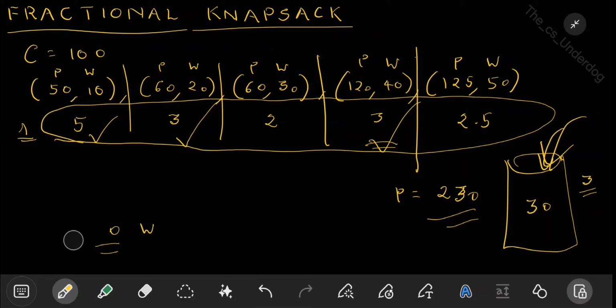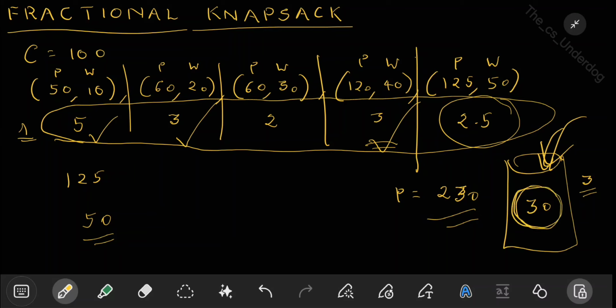Which is the fourth item you can pick? So the third item is also picked. Fourth item to be picked is the fifth one which is having a profit by weight ratio of 2.5. So here you get a profit of 125 if you use weight of 50. But the problem here is the knapsack can hold a maximum of 30 units of weight. But this item is having a weight of 50 units, which means you have to take only a fraction of this item and you can't take the complete item. Your knapsack is already almost filled and you can't afford to take this complete item into the knapsack. What will you do? You'll take a fraction of this item.